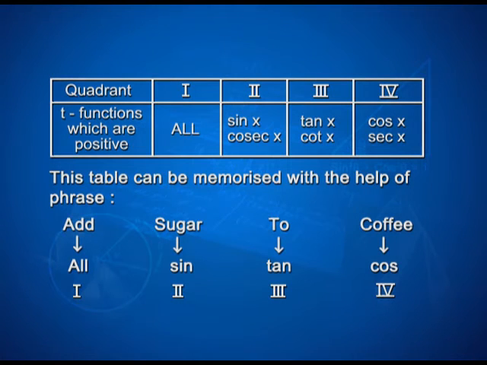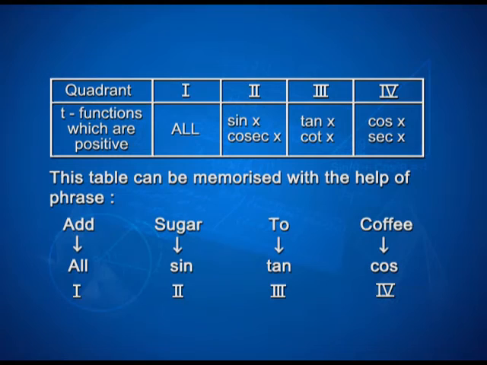Similarly, the first letter of the word sugar, S, you can take it as sin, and its reciprocal are positive and all others are negative. Similarly, the first letter of the third word, to, stands for tan and its reciprocal cot. They are positive in the third quadrant, and the first letter of the fourth word coffee indicates cos and its reciprocal. They are positive in the fourth quadrant.